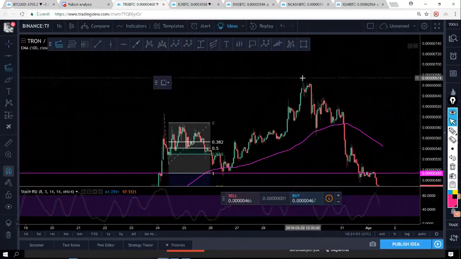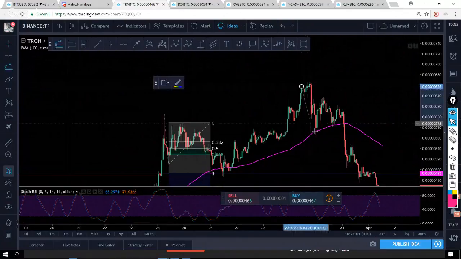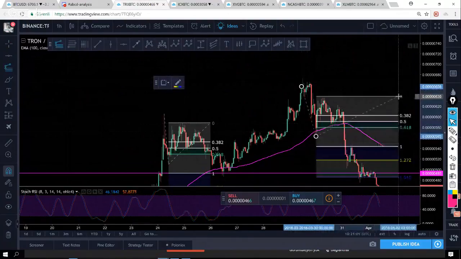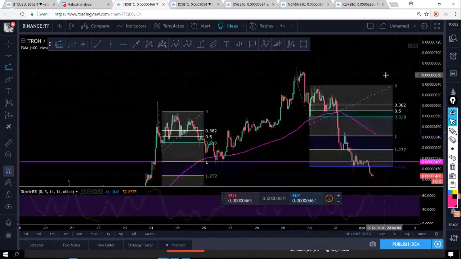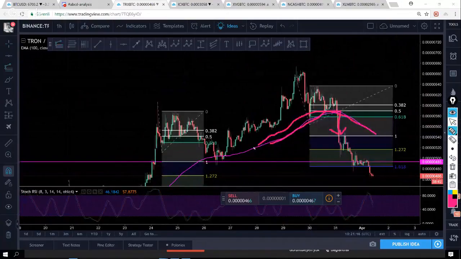And A and B and C. Yes, as you can see, guys, it's very well under a moving average. When this happens, we will look with curiosity, maybe trade or not trade. I don't know.